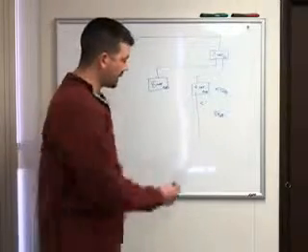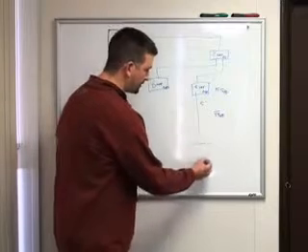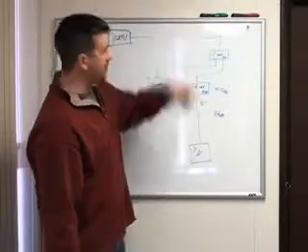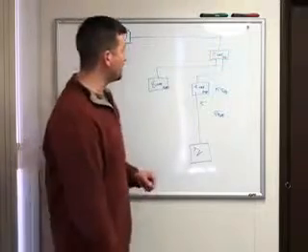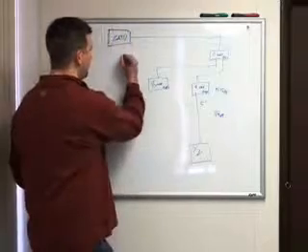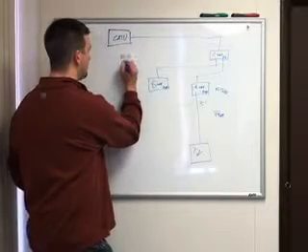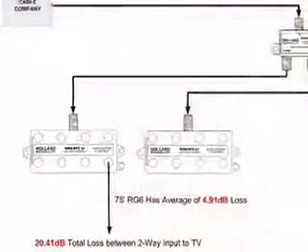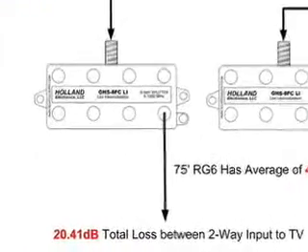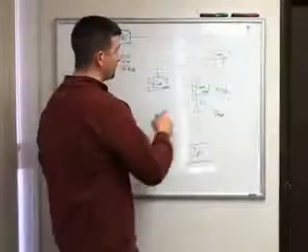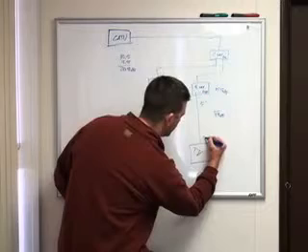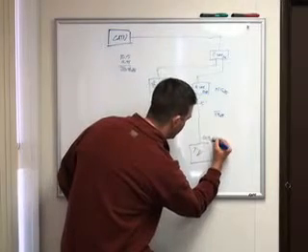So now to calculate how much loss we have total between our TV here and the input of our 2-way splitter, we're going to add these two numbers together. So 15.5 plus 4.91 is going to give us 20.41 dB. So the total loss between the input of our 2-way and our TV here is going to be 20.41 dB.